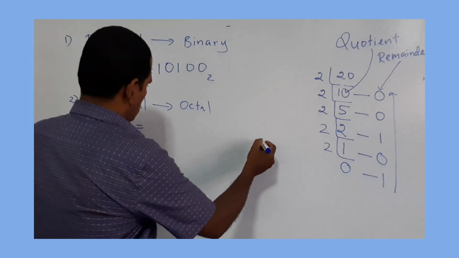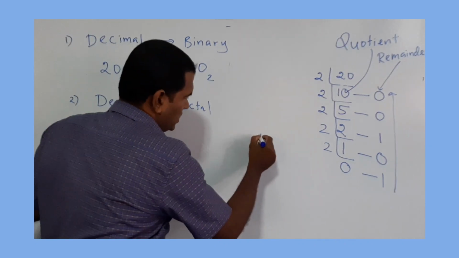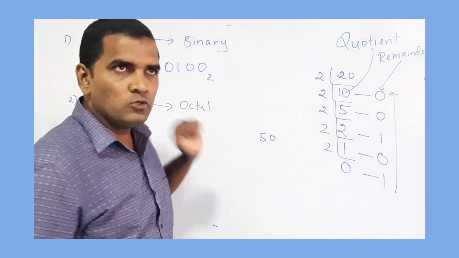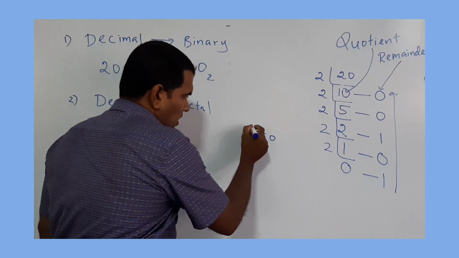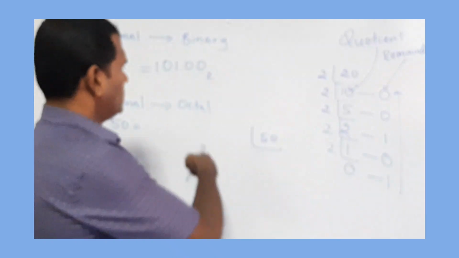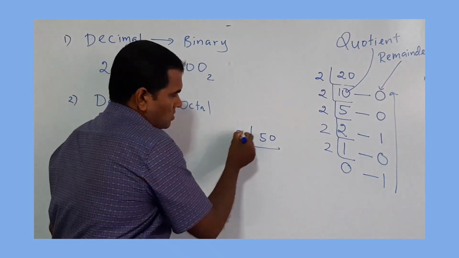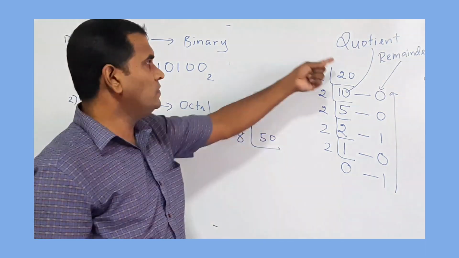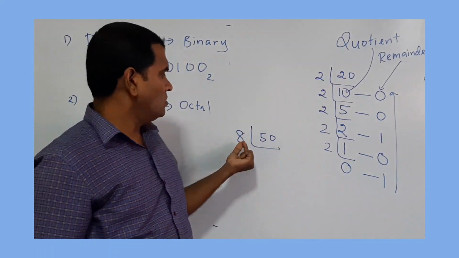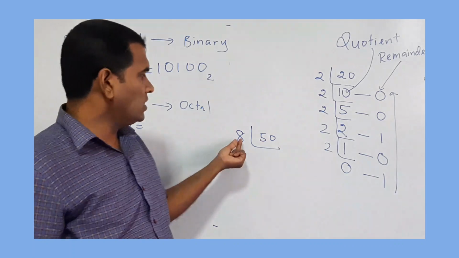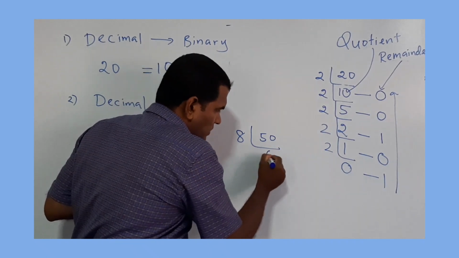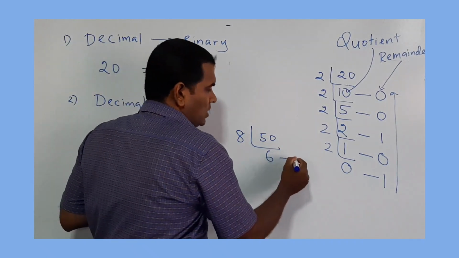So I want to write the method here. It's 50 here. Here we divided by 2 because it's binary. So here we must convert this into octal. So divide this decimal number by the base of octal, which is 8. This may be the only difference between these two conversions. Here we are dividing by 2. Here this number is being divided by 8. So here better write the quotient first. 6 quotient and the remainder is 2.